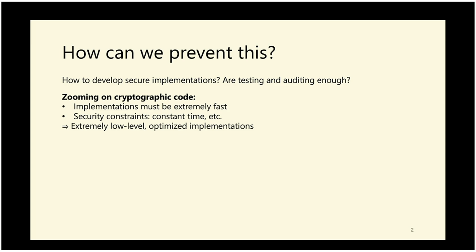One problem with cryptographic code is that it is extremely critical. For example, the Heartbleed bug is linked to a bug in a cryptographic implementation. And one issue is that cryptographic code has to be extremely fast and optimized, and this is annoying.